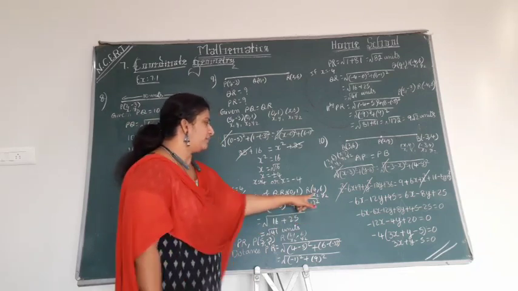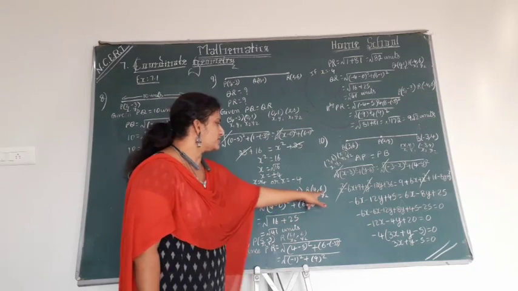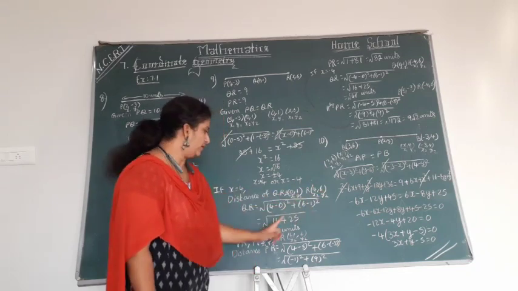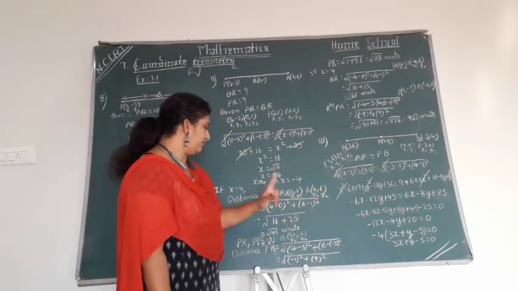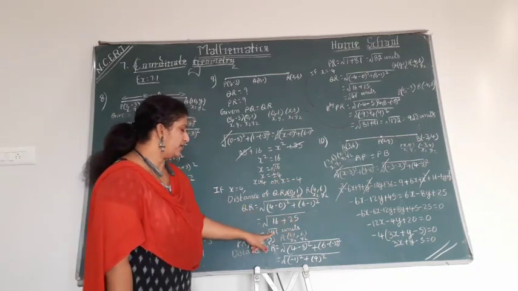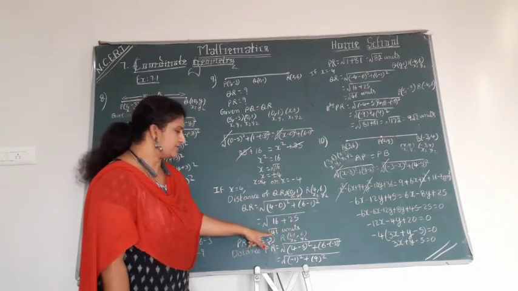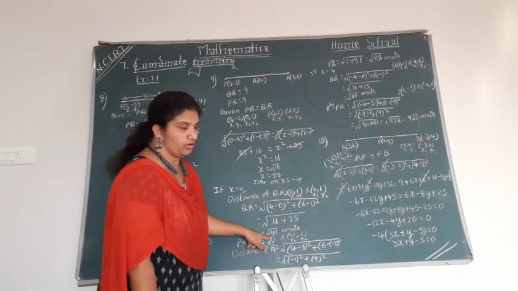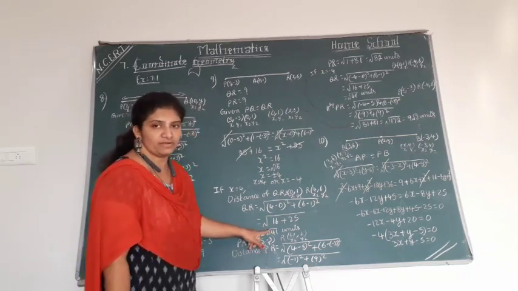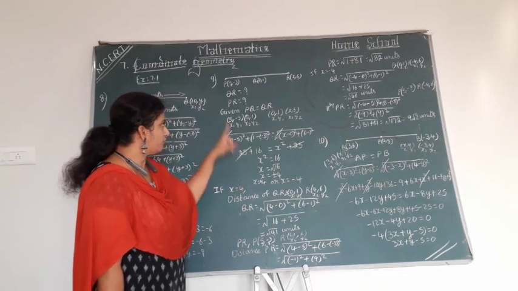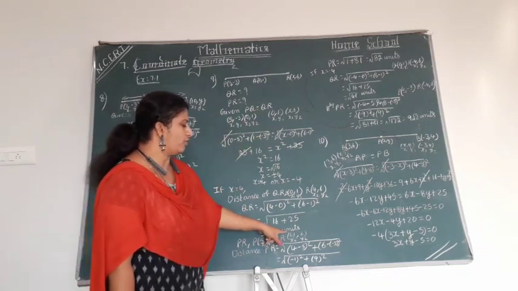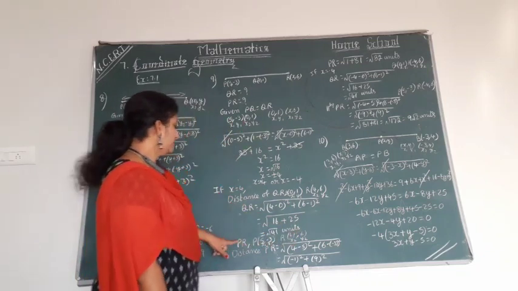Be careful while you are applying here. 4 minus 0 whole square, 6 minus 1 whole square. That will be 16, 25. 16 plus 25 will be 41. Is 41 a perfect square? No, not at all. It's not a perfect square. We cannot simplify further. So the distance of QR is square root of 41 units.